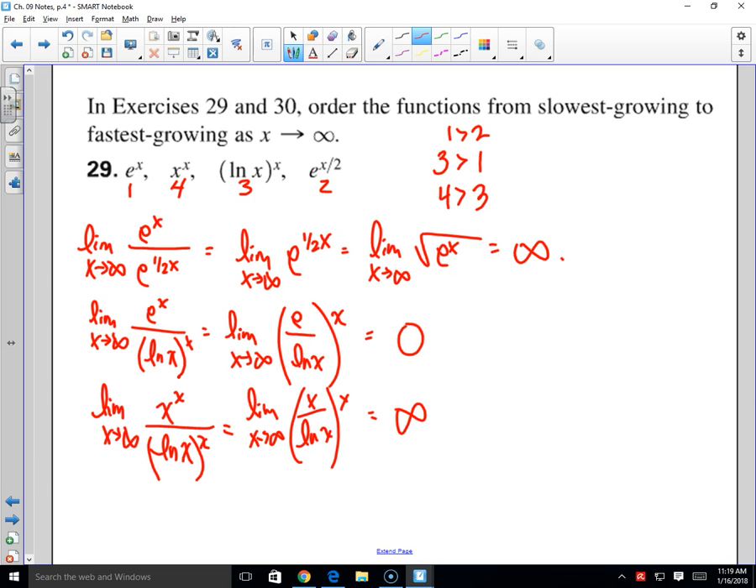So therefore, hopefully in order from slowest to fastest growing would be 2, and then 1, and then 3, and then 4. You guys agree? Yes. Anyway, I thought that was kind of an interesting exercise.